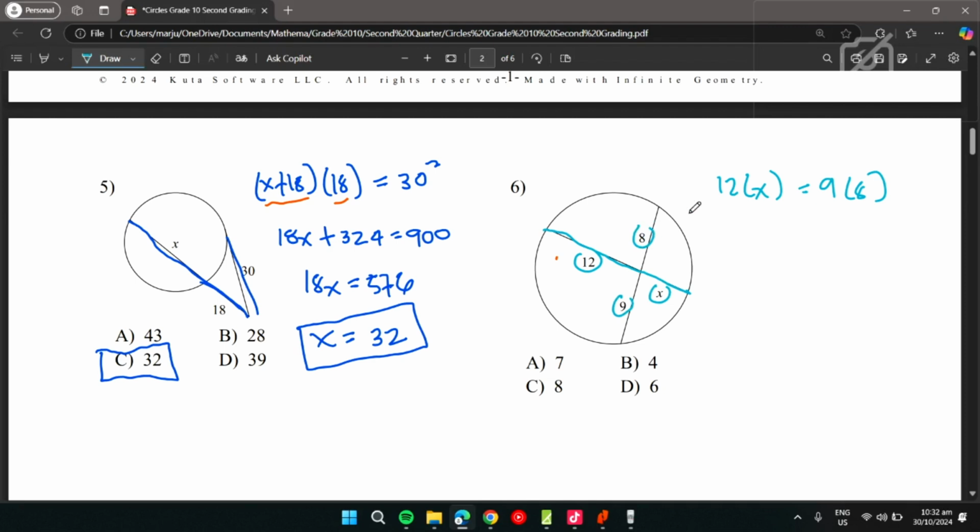They are proportional. So 12x, and what is 9 times 8? That is 72, right? And then divide everything by 12. x now is 6. So what letter is that? That's letter D. JP, that is correct. Tama yan. Alright?